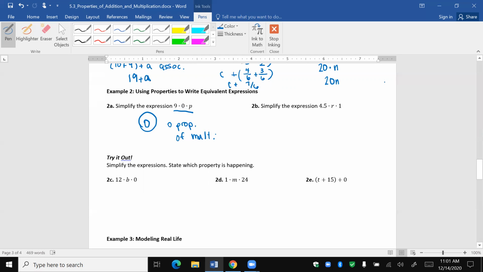Which, let me see real quick. I don't think we talked about that one at the beginning, but hopefully you knew that anything times 0 is 0. On our next one though, this was the one that we talked about, anything times 1 is just going to be itself. So we can get rid of this times 1 and just have 4.5 times r. That would be our multiplication property of 1.